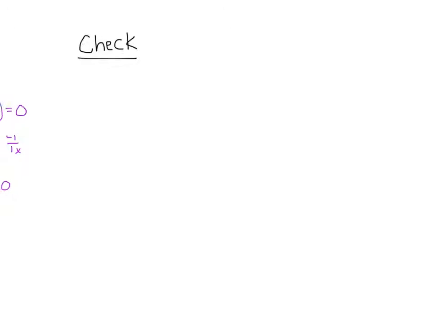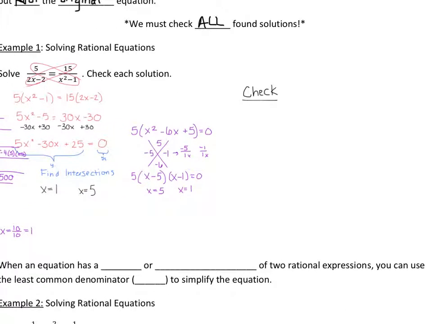Okay, just take your answers and plug them into the original. So we'll have 5 over, I'm going to plug in 1 first. 2 times 1 minus 2 equals 15 times 1 squared minus 1. What is 2 times 1? 2, minus 2 is 0. Can we have 0 in a denominator? No, so that one did not work. So 1 is not an answer.